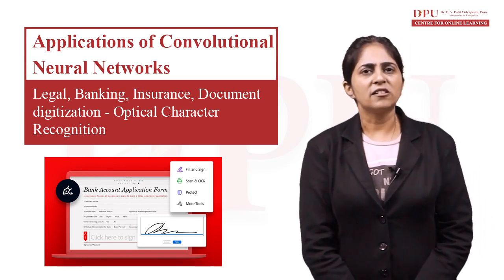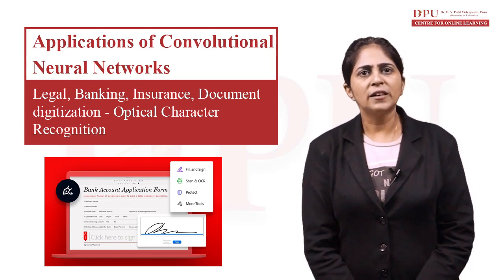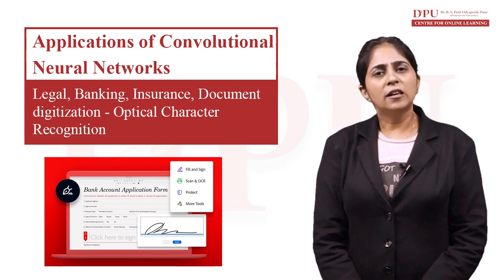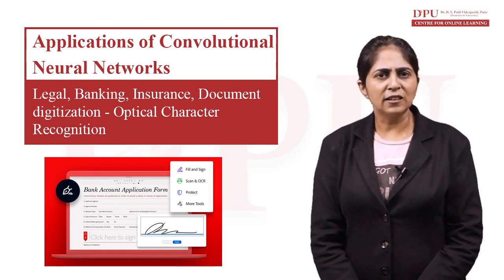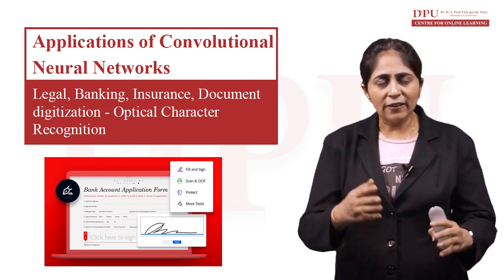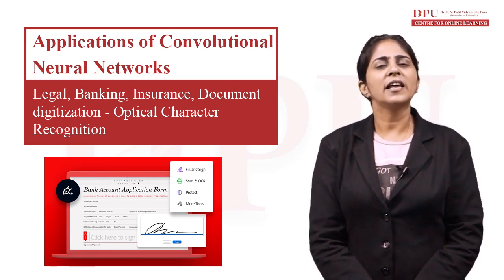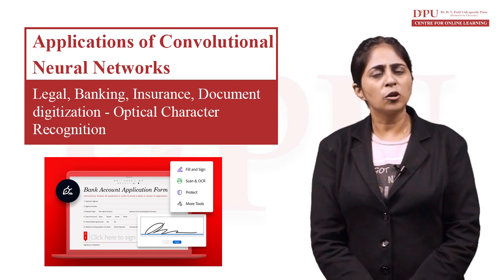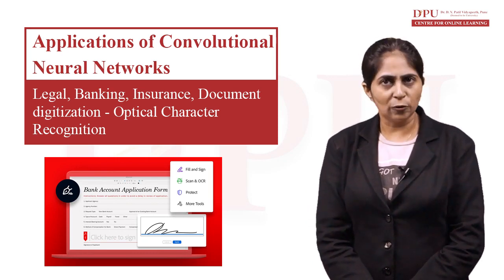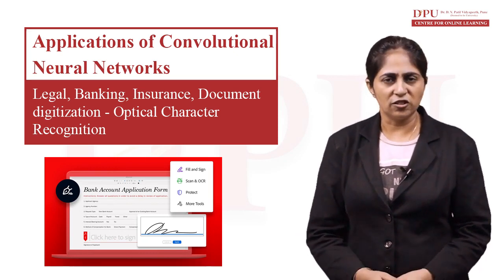Legal organizations like banking and insurance use optical character recognition for handwriting. The recognition of personal signature becomes an extra validating or verifying layer, we can say. So even legal organizations like banking, insurance, document digitization are all using our convolutional neural network for the purpose of optical character recognition.